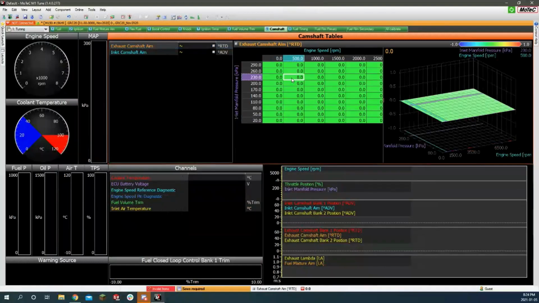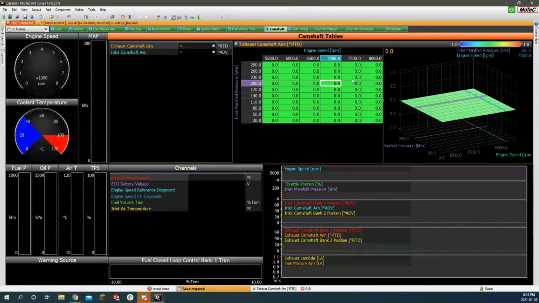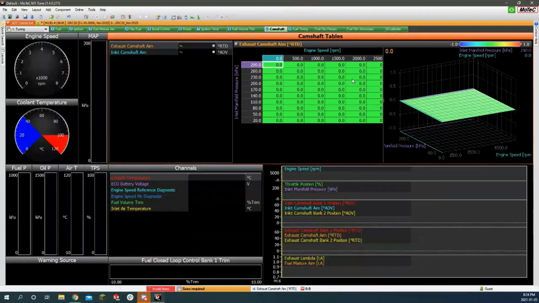Again, camshaft timing. It's cool. With your load, your throttle, and your engine speed, you can change the angle of your camshaft continuously, which is pretty awesome. It's not something that we have mechanically on the engine, but we do have the software to control it.